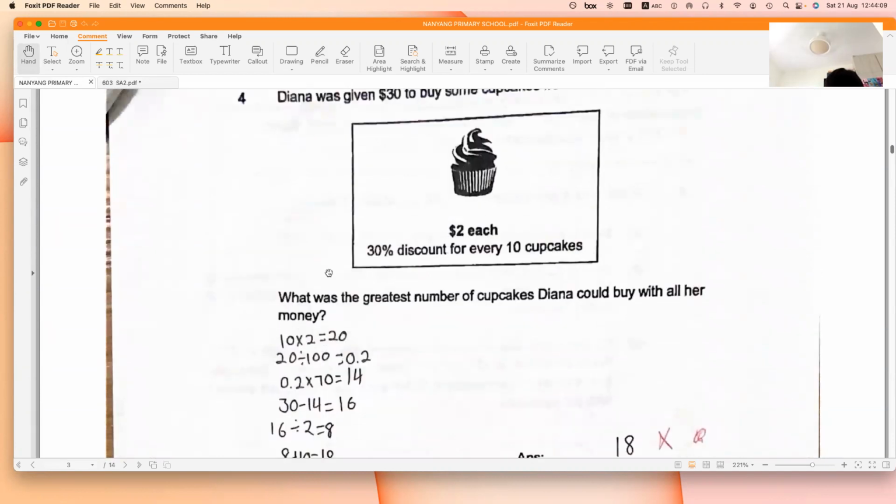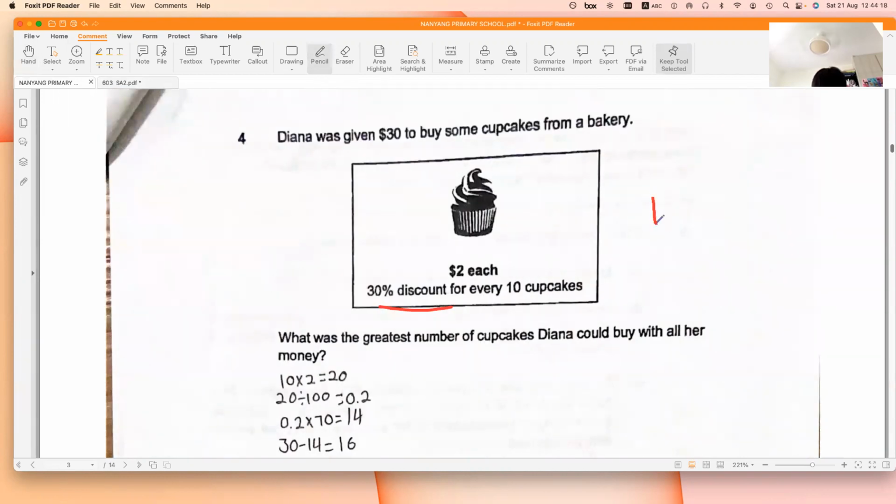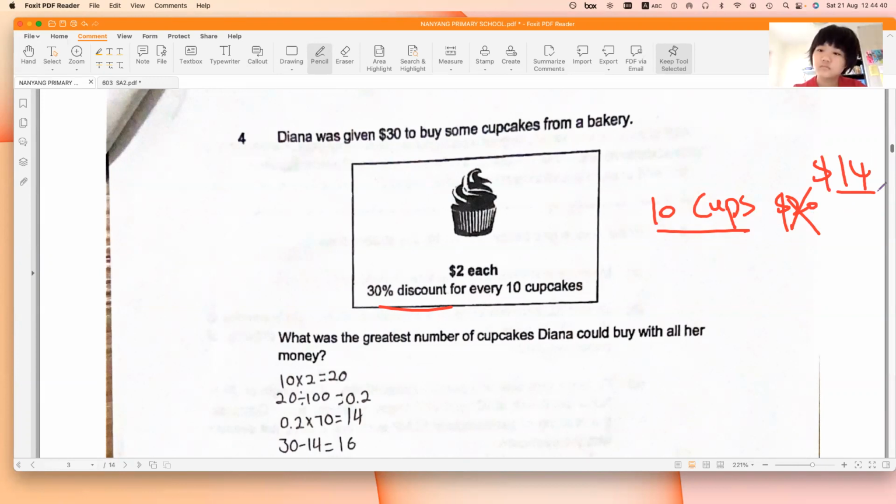Okay, let's look at this. What was the greatest number of cupcakes? Number one thing, 30% discount for every 10 cupcakes. What you could have done is, for every 10 you should pay $20. But because of the 30% discount, instead of paying $20 for 10 cupcakes, you are only paying 70% of it, which is $14. So $14 for 10 cupcakes.